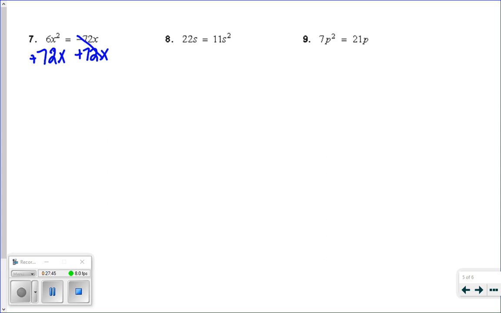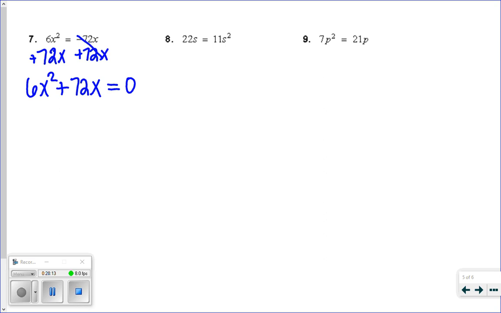And so these are not like terms, right? One is an x squared and one's a regular x. So I'm just going to leave them next to each other. So now I've got the 6x squared and the 72x that I added. Those guys are now on the left. On the right, I've got nothing left, and it's equal to 0. So if it's not equal to 0, then just move the term to the other side using our inverse operations so that it is equal to 0. Now, it looks just like the previous ones, okay?